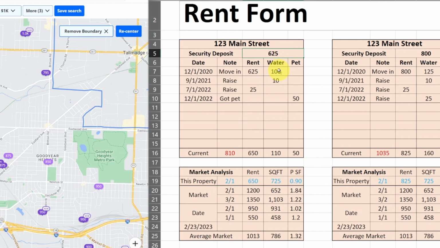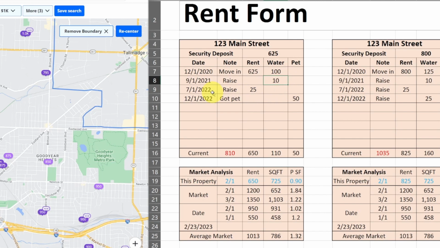When a tenant moves in, I charge what average water is for that property, what the previous tenant used, and that's usually about $100 in Akron. Depending on how many people are in the house, it can be more, it can be less. Every quarter, I adjust that accordingly to whether they're using more or less. I'll raise or lower that water fee. For instance, here, this tenant was using more, so I added $10 in September of 21.